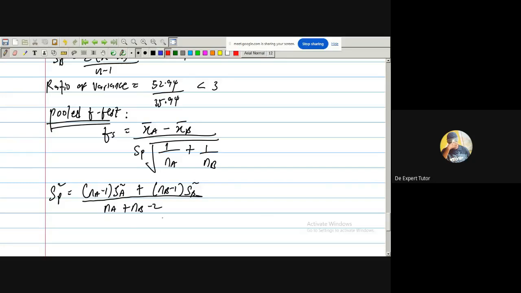You see what you have below here? This is the degree of freedom of the two samples. Remember, the degree of freedom of one sample is n minus 1, and of the other sample also n minus 1. So altogether, you are subtracting 2.